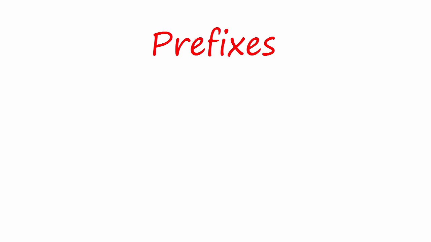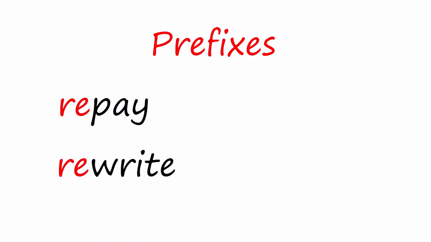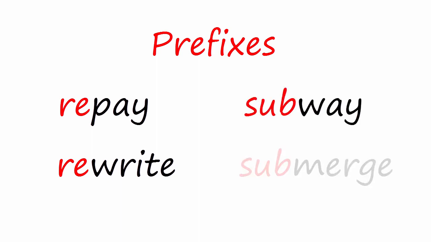Some prefixes are related to time. For example, words like repay and rewrite both have the re prefix, indicating that the action is being done again. The prefix sub, found in words like subway and submerge, means under.